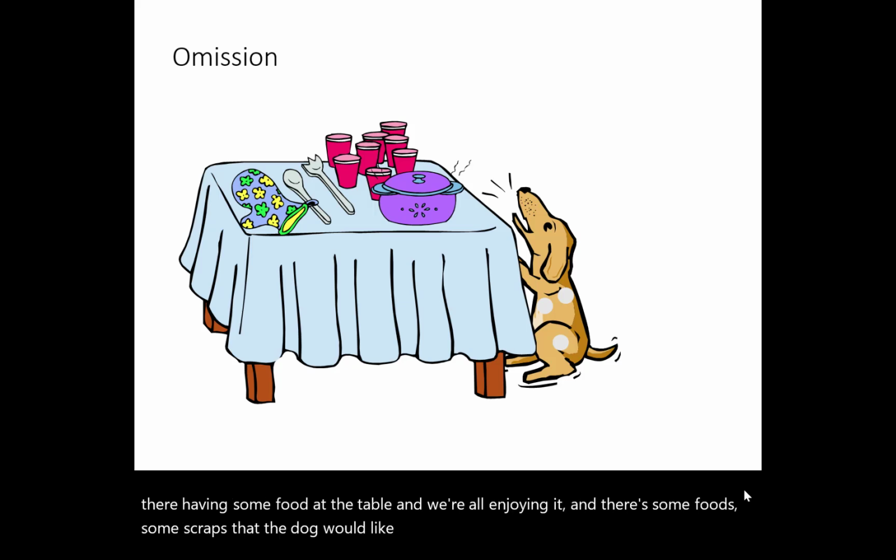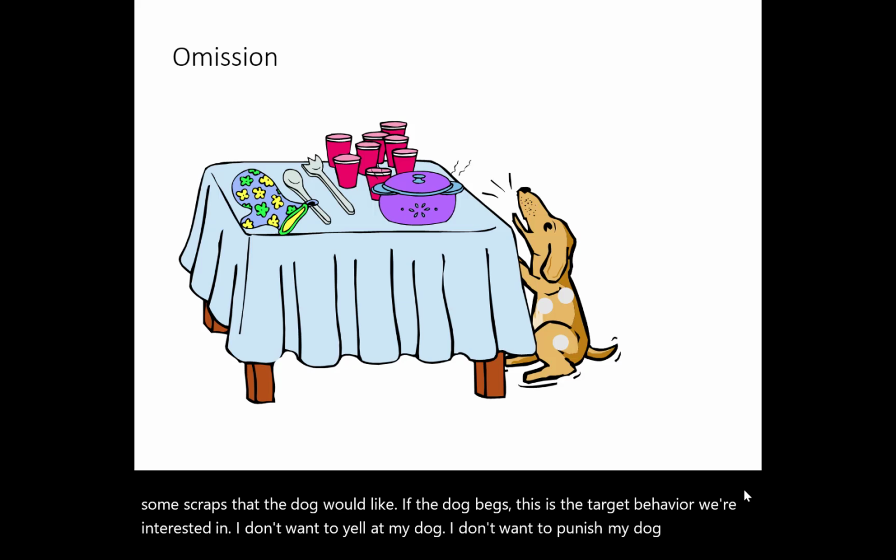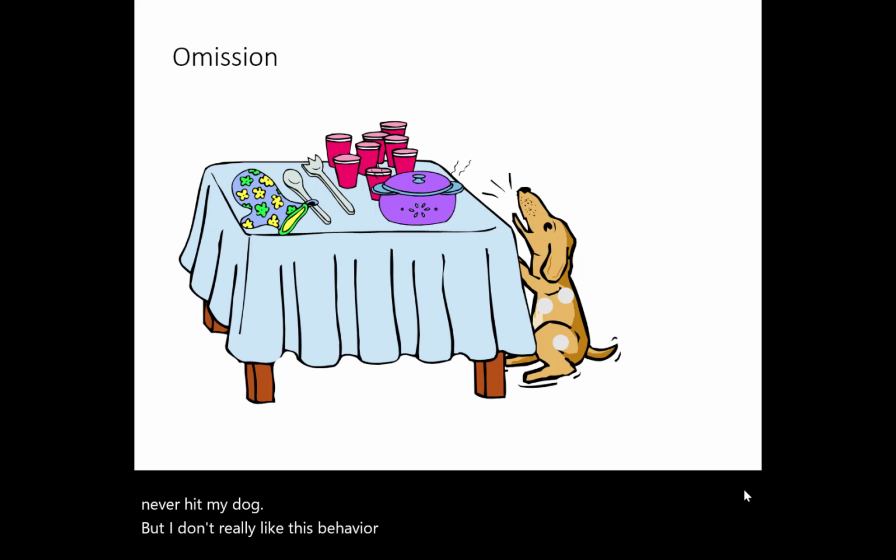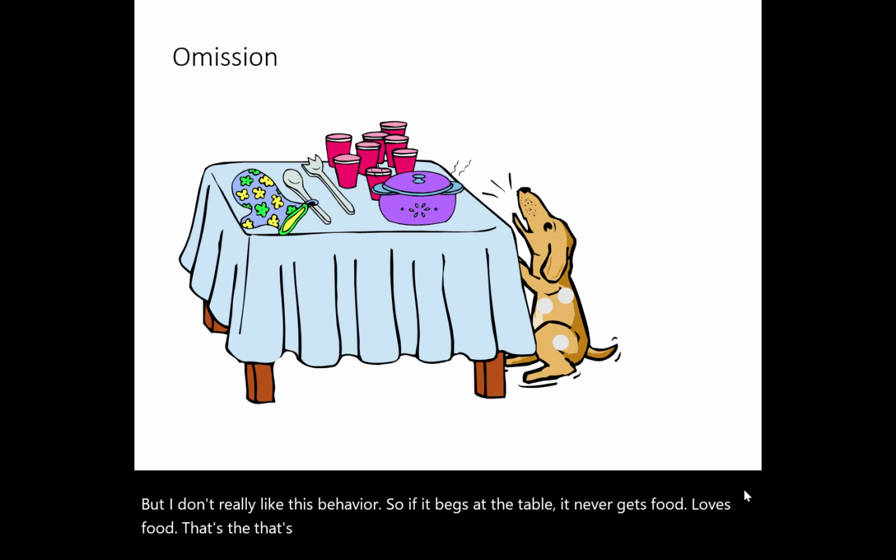If the dog begs, this is the target behavior we're interested in. I don't want to yell at my dog. I don't want to punish my dog. I would never hit my dog. But I don't really like this behavior. So if it begs at the table, it never gets food. It loves food. That's the appetitive S2. The target behavior is begging.